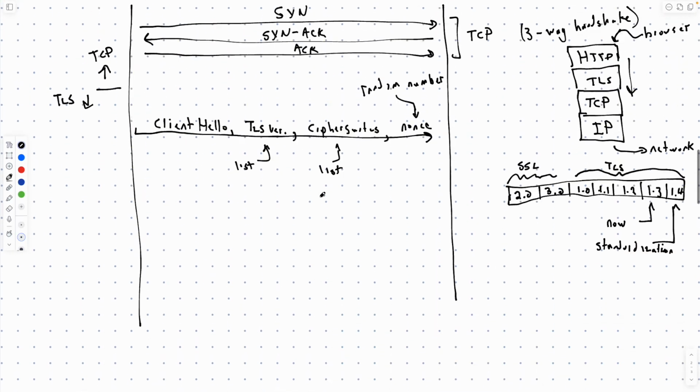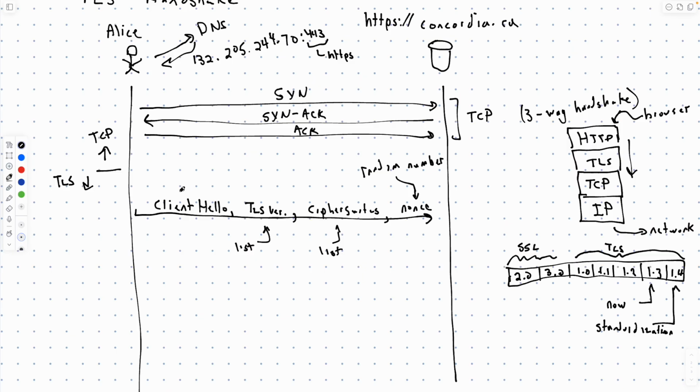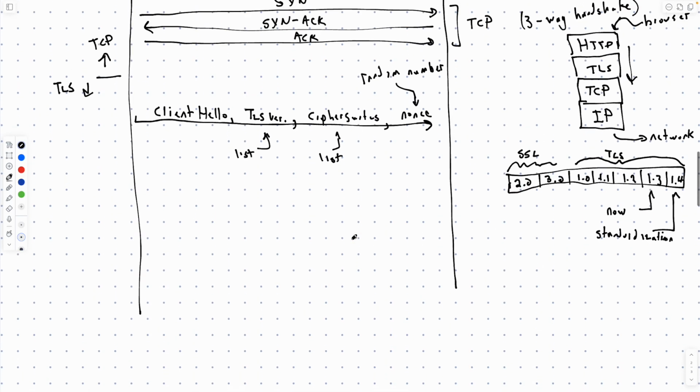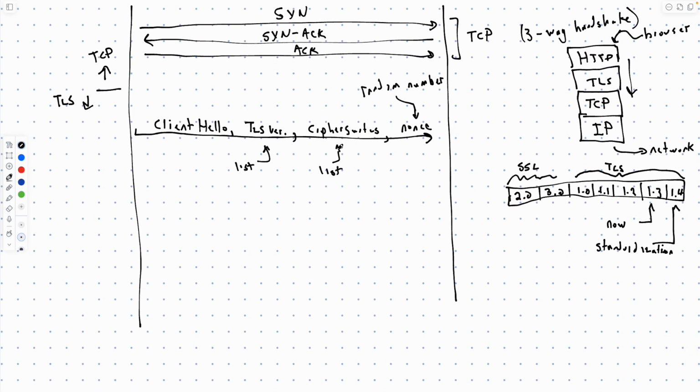Okay. All right, so we're almost on the hello. So hi, I want to talk TLS. My highest version of TLS is 1.3. I support, so this is a list. So here's 100 cipher suites. I support them all. You pick the one that you want.